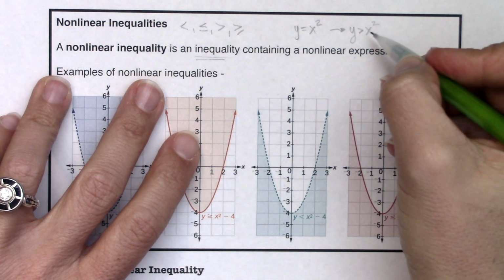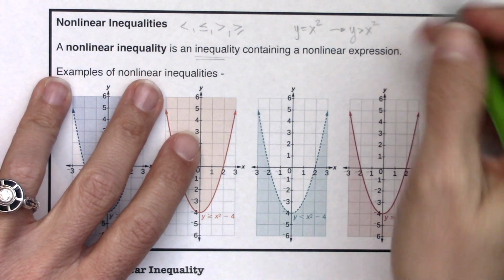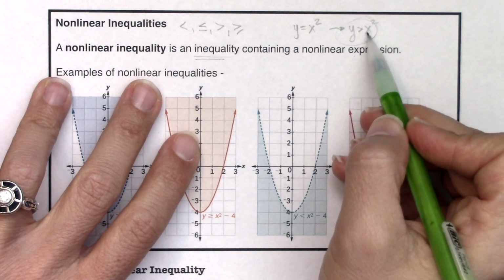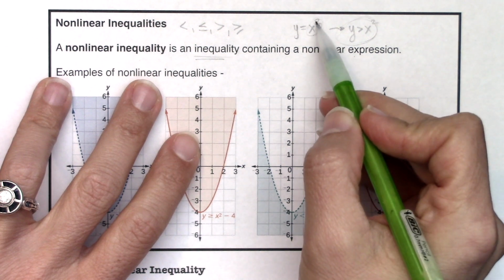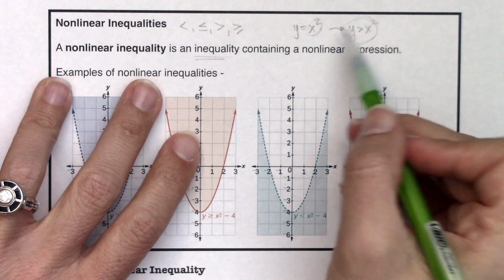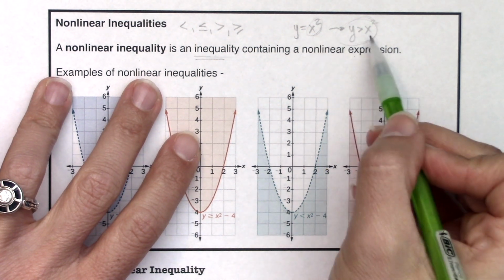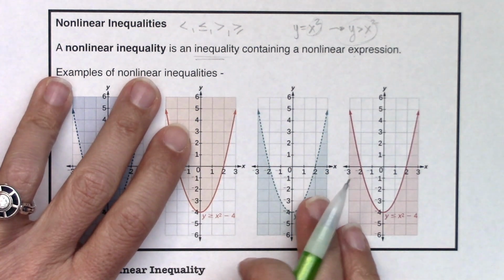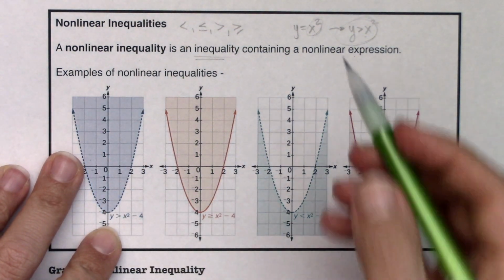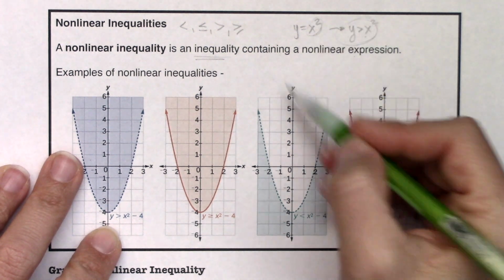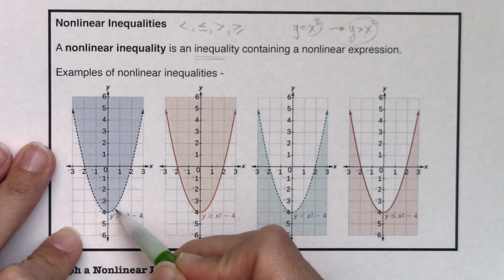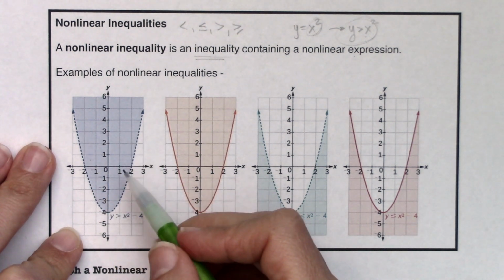Or you might see something like y is greater than or equal to x squared, or less than or equal to. And this would technically be a nonlinear inequality because this is a nonlinear term, right? It's got x to the 2, it's x squared, it's not x to the 1. It's a nonlinear expression, okay, and it's got an inequality. So you can see these four graphs right here for x squared minus 4, right? We take our toolkit function of y equals x squared and we send it 4 units down. Well, this is y is strictly greater than x squared minus 4.